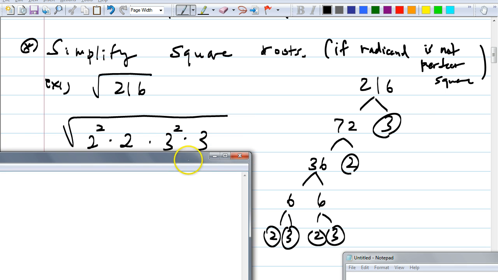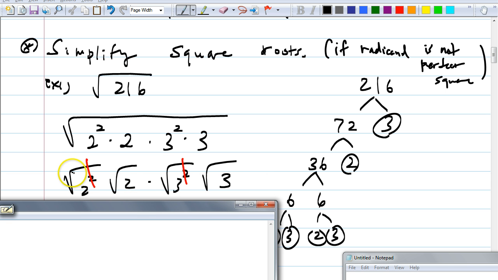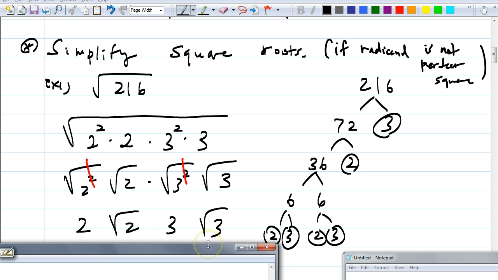Very good. I want to pair them up because I know the square root of 2 squared is going to cancel out, and the square root of 3 squared is going to cancel out. So what's the square root of 2 squared, guys? 2. What's the square root of 3 squared? 3. So I get 2 times 3 times square root of 2 times 3. Is this the best way to write it, or should I simplify further? Kyle, what do you think?